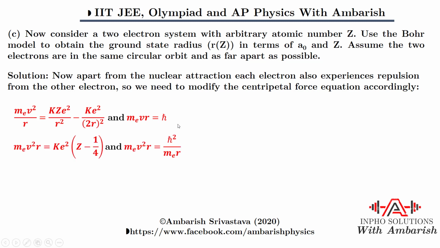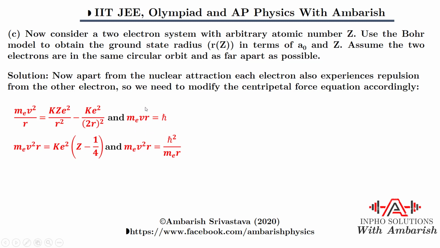Okay, so we can simplify this a little bit. In this centripetal force equation, you can take 1 r on this side and then simplify, multiply this by r square, and this is what you will get. So mv square r will come out to be ke square times z minus 1 by 4. From this equation itself we can get this by simplifying.